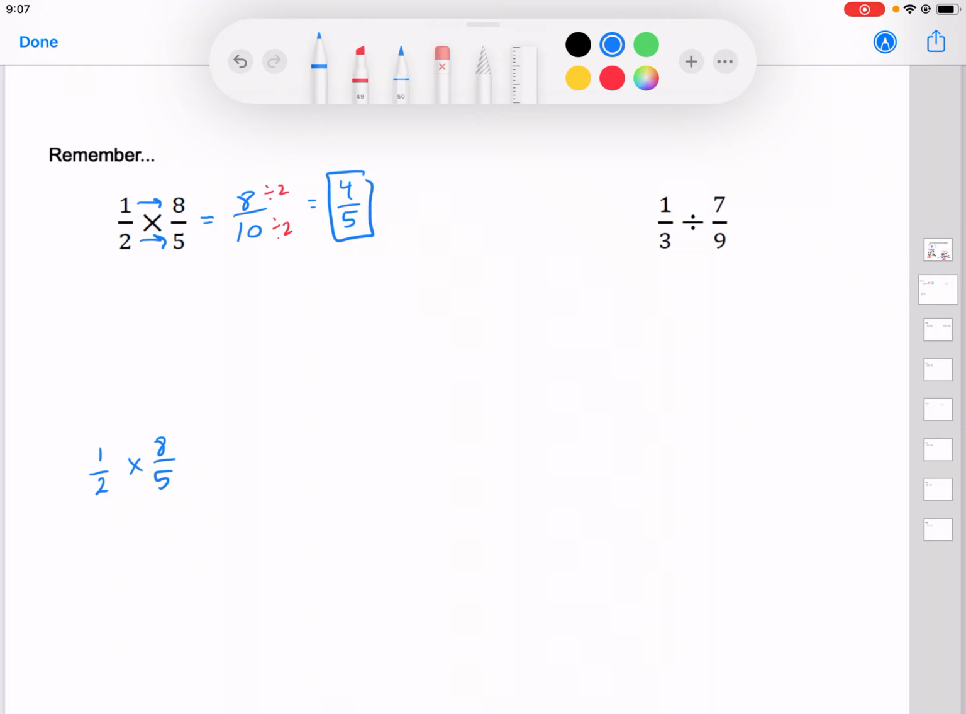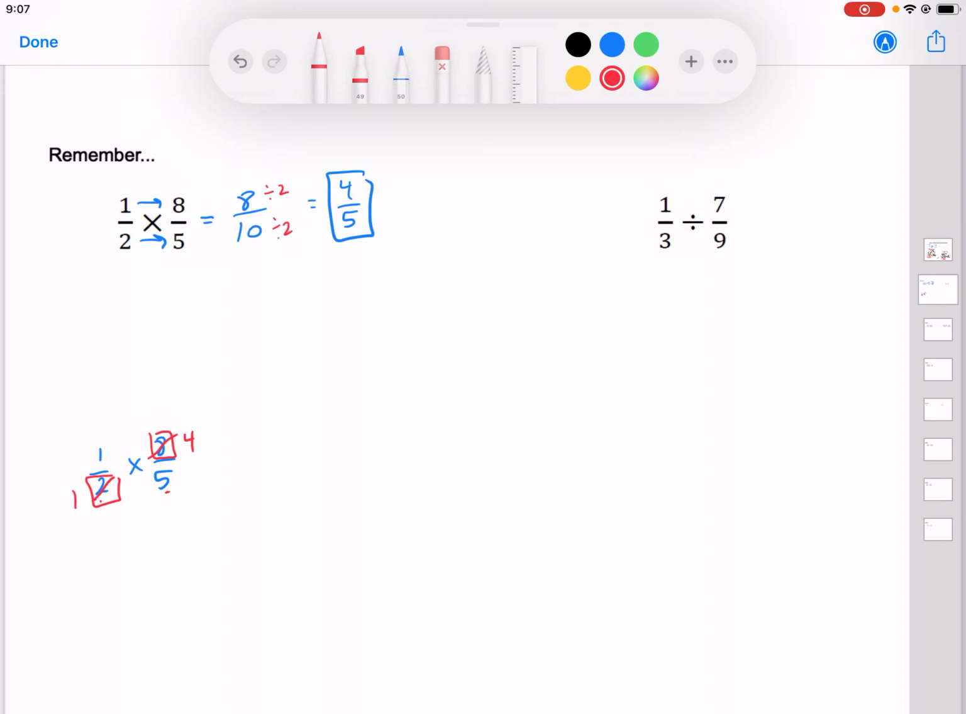Now, the second method people use is they actually simplify before they multiply across. And the way they simplify is they look at every top, or each numerator, and they see if there's a common factor that we can divide out. Now, 1 you never worry about, but 8, for instance, looking at both denominators, 8 and 5 don't have a common factor, but 8 and 2 have a common factor of 2. So I'm going to divide both of those by 2.